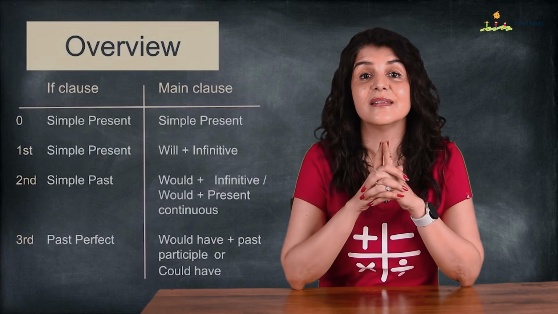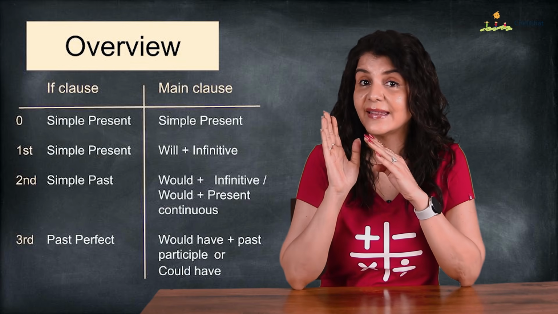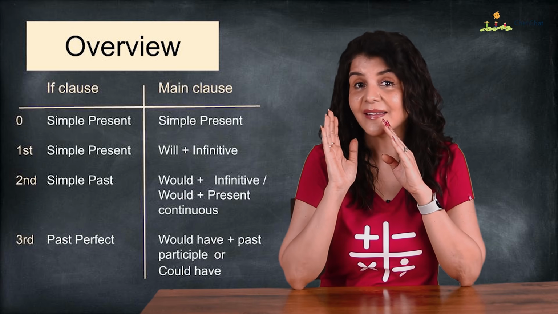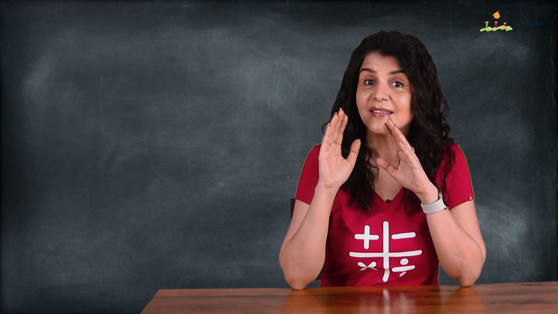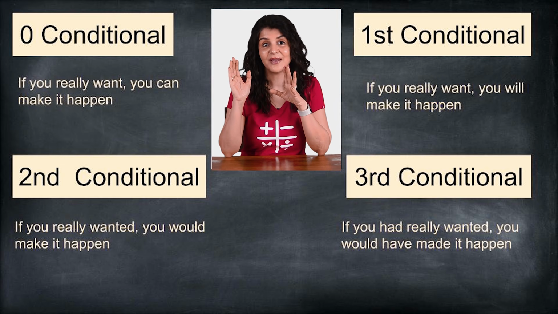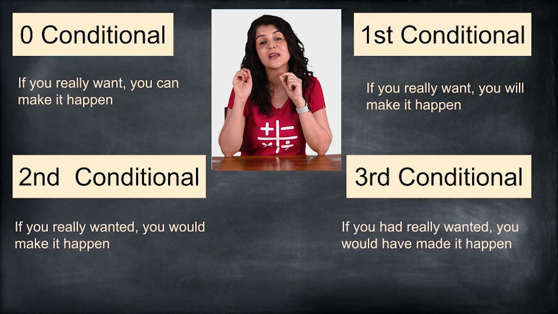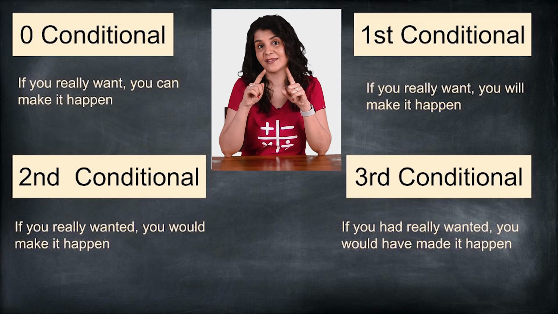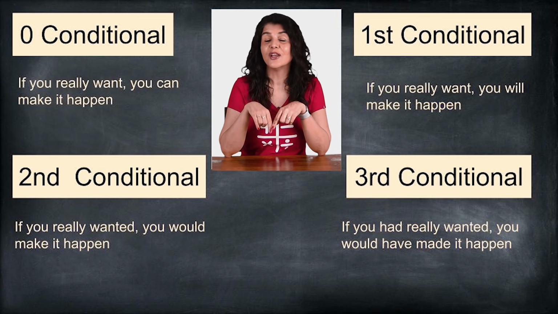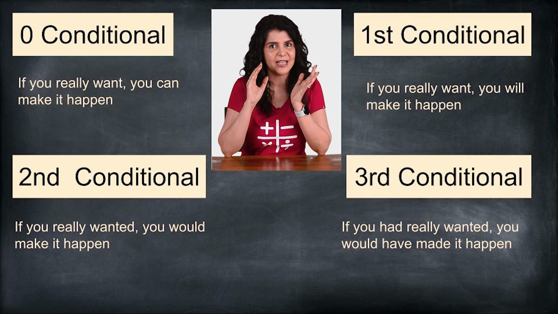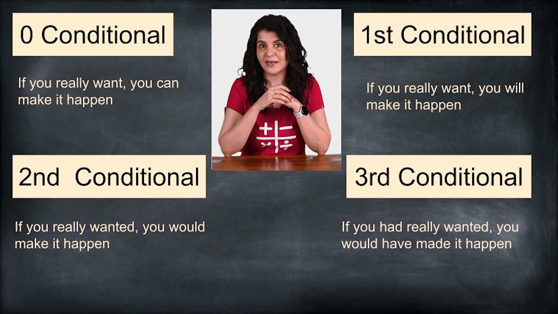So here is the overview once again of the 4 conditionals and their different clauses, and I strongly suggest that you take a screenshot of this. It's a snapshot of the differences, okay? 0 conditional. If you really want, you can make it happen. Simple present tense in both. First conditional. If you really want, you will make it happen. If plus simple present, will plus infinitive in the main clause.